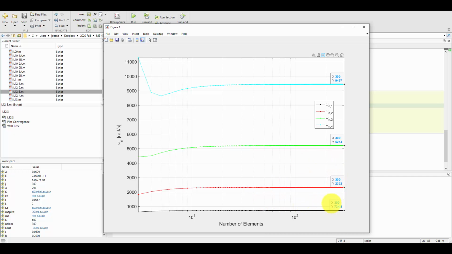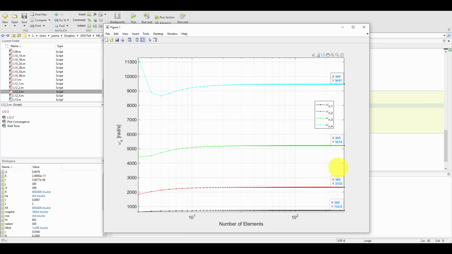So we see the first natural frequency, I am getting a value of about 735 radians per second, and then 2300 for the second, 5200 for the third, and about 9500 for the fourth, the highest natural frequency. So all of them have converged, they have all gone flat.